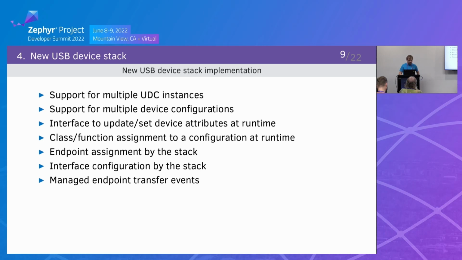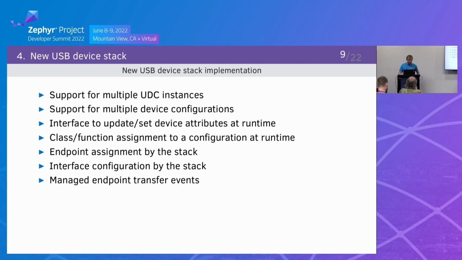We can update and set attributes of the device, like vendor ID and product ID, at runtime. So the current stack is static, yeah. The user configures it at build time and it can't be changed. We fix that here. In the device we can change device attributes and also configuration attributes, like how much the power consumption is, or whether it's a self-powered or bus-powered device.